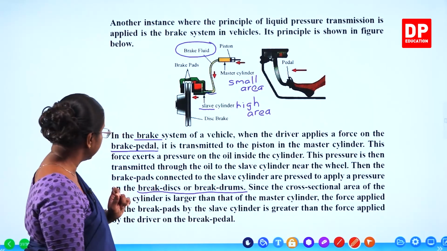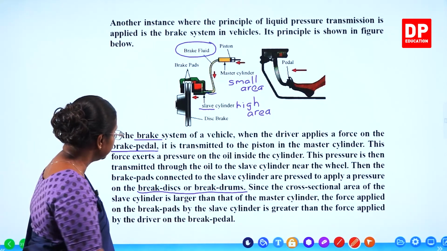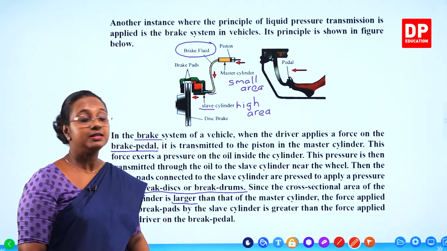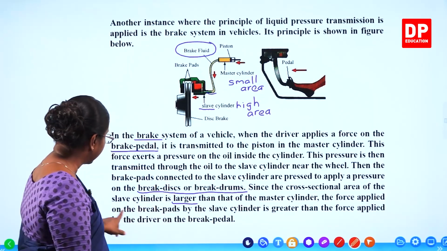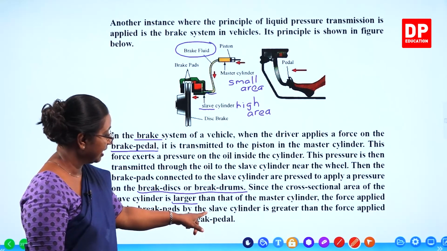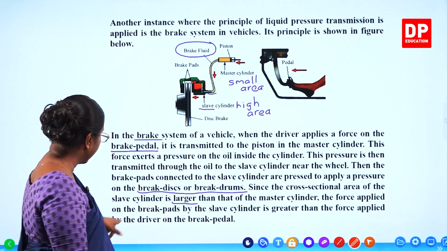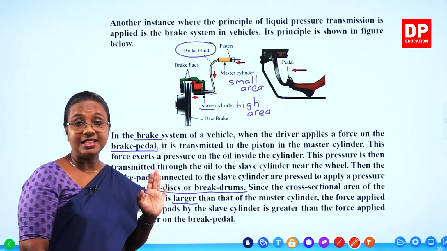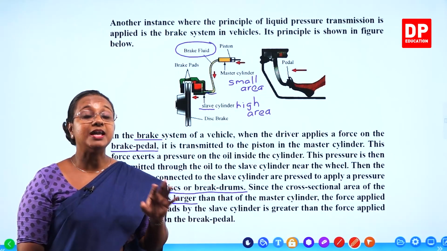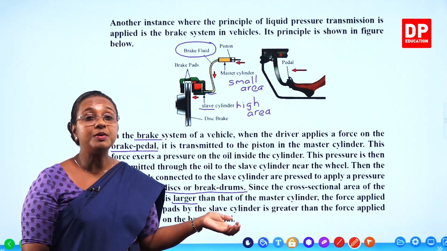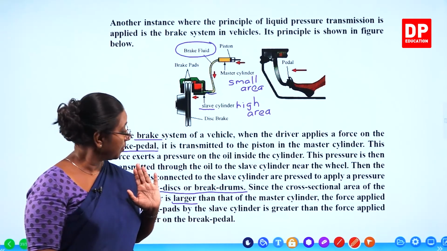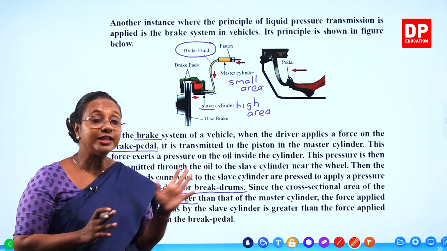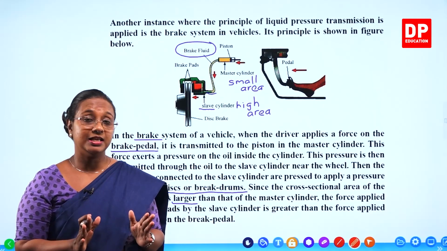Since the cross-sectional area of the slave cylinder is larger, so here you can see the slave cylinder is larger than that of the master cylinder. The force applied on the brake pads by the slave cylinder is greater than the force applied by the driver on the brake pedal. So, you all can understand that. With the force applied by our legs, we are able to stop a moving car. So, that is possible because of this system. I am sure you all can understand all these concepts clearly.